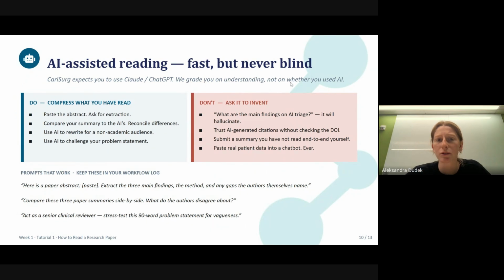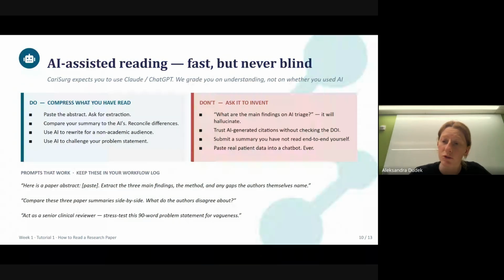Now, as you all know, we expect that you are using AI resources. It is a tool that you should be comfortable with in today's world. And so we want to remain true to what we told you: we're grading you based on understanding, not on whether or not you used AI. So it's okay to continue to use AI as a resource, and that's something that we want you to do.